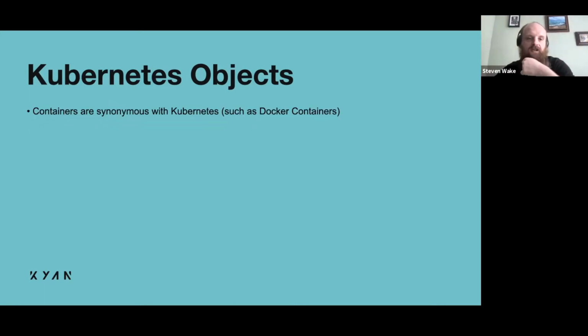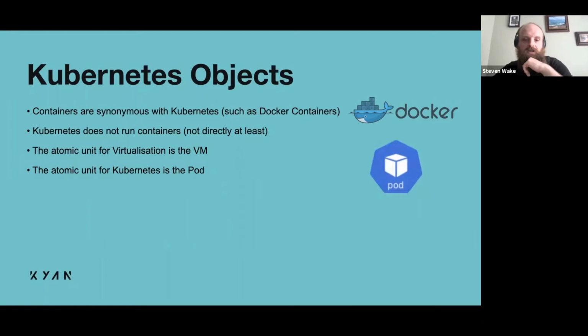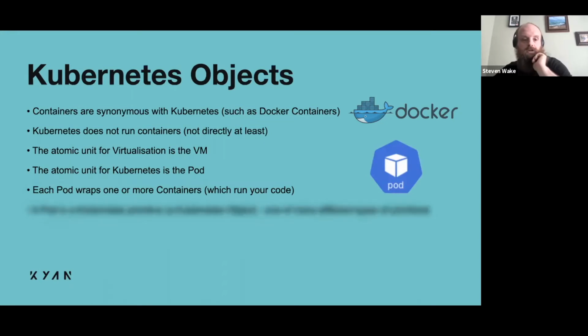Containers are synonymous with Kubernetes, such as Docker containers, but that can be other container technologies as well. Kubernetes does not run containers directly, at least not. Sorry, tying up my tongue. If you consider virtualization, the atomic unit is the VM. The atomic unit for Kubernetes is the pod. A pod wraps one or more containers which run your code.